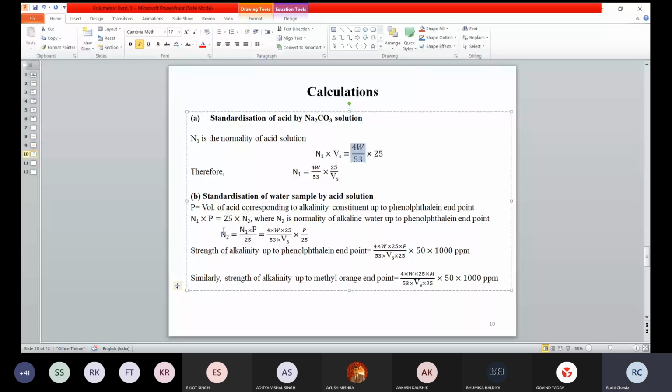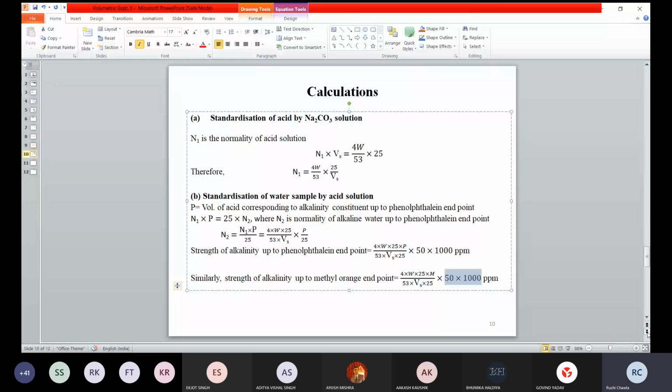Why does this 50,000 term have to be multiplied every time? Now 50 is the equivalent weight of calcium carbonate, and 1000 is to convert it into ppm. Ma'am, 50 gram is the equivalent weight of CaCO3. Yes, gram has been converted into milligram. That is absolutely correct.